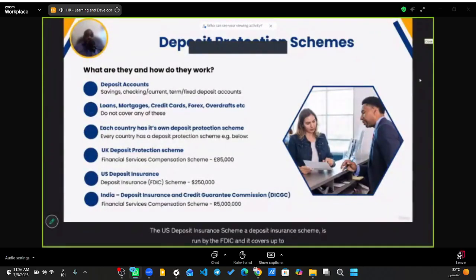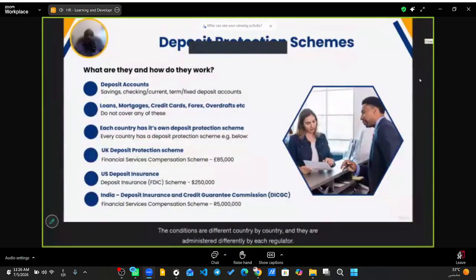The U.S. Deposit Insurance Scheme is run by the FDIC, and it covers up to $250,000. In India, it's the Deposit Insurance and Credit Guarantee Commission that runs the scheme, and the compensation scheme covers up to 5 million rupees. So as you can see, it varies, and these can change from time to time depending on the regulation, depending on when you're watching this particular course. But at the time of recording, these are the limits.